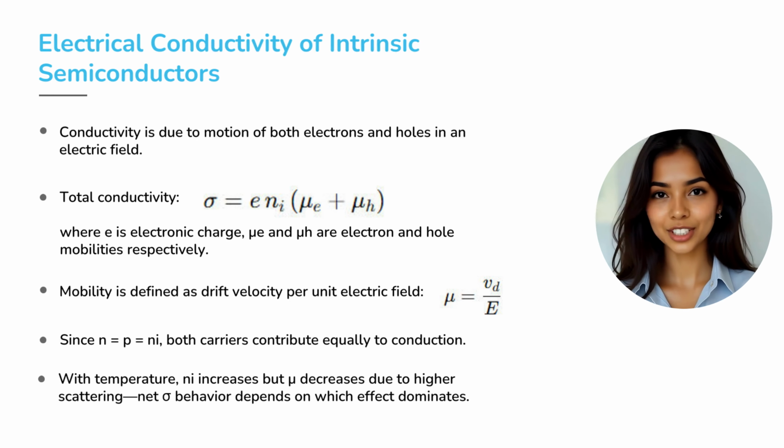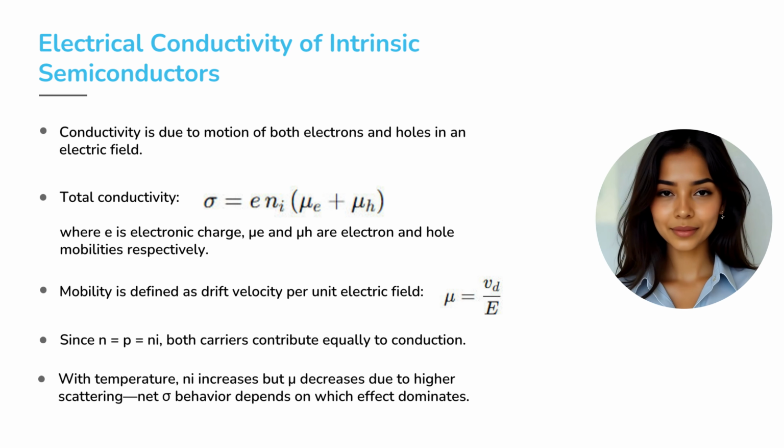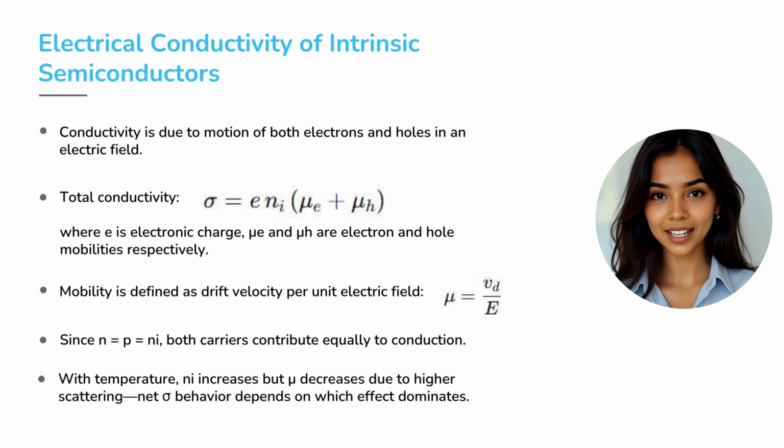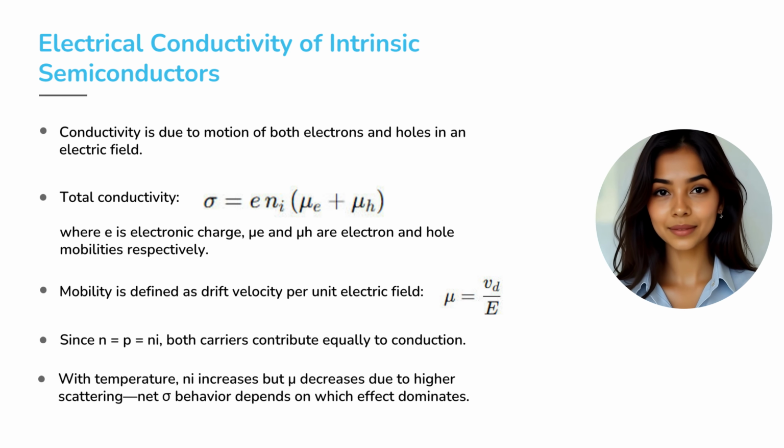The total electrical conductivity, represented by sigma, is given by the expression sigma equals e times n sub i times open bracket, mu sub e plus mu sub h, close bracket. In words, that's sigma equals electronic charge e multiplied by intrinsic carrier concentration n sub i multiplied by the sum of electron mobility mu sub e and hole mobility mu sub h.